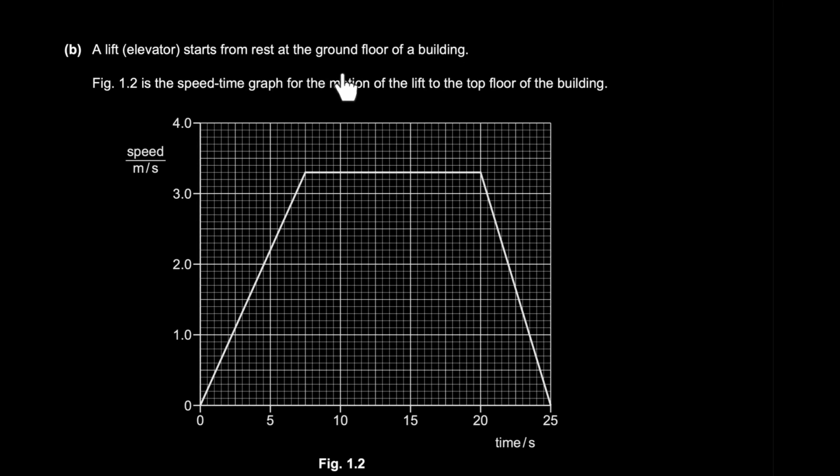starts from rest on the ground floor of a building. The speed time graph of the motion of this lift to the top floor of the building. Okay. This is the graph. And the question is asking what is the total distance traveled by this lift. So that's not too hard. The only challenging part over here is getting the values right.